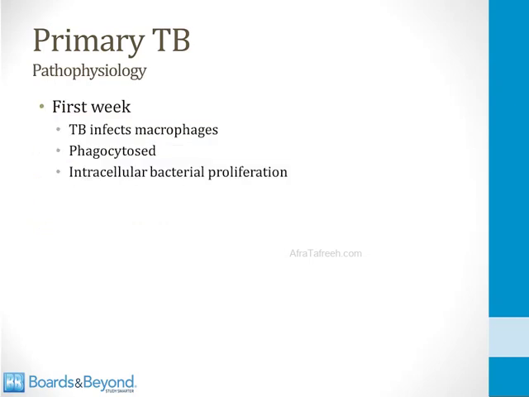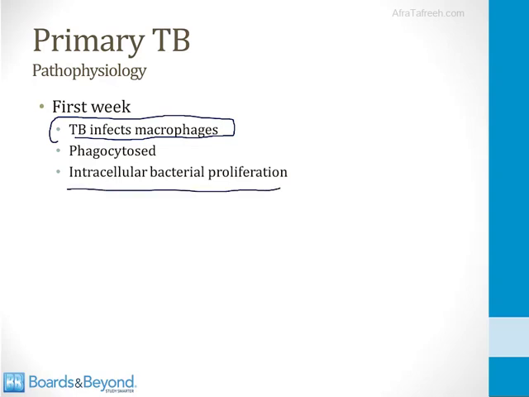So what's going on at a pathophysiologic level when people get infected with primary TB? Well, the first thing that happens is the bug goes inside macrophages. It gets phagocytosed, and then it begins to proliferate inside the macrophage. And then eventually it will kill the macrophage. And when the macrophage dies, it will spill tuberculosis all over the lungs to go and infect other cells.